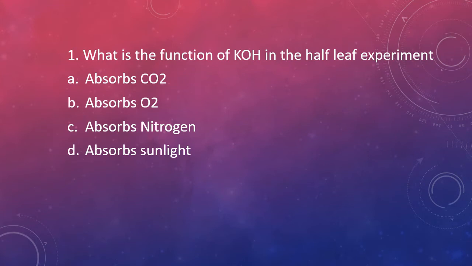The correct answer is option A, that is absorbs carbon dioxide. This experiment was carried out to demonstrate the role of carbon dioxide. So in the half-leaf experiment, the KOH that covers half of the leaf has the function of absorption of carbon dioxide.